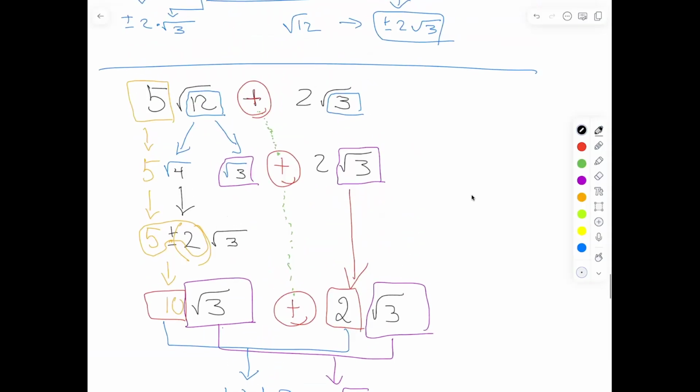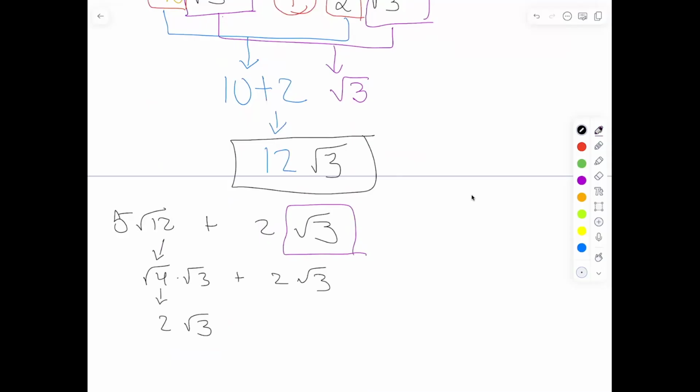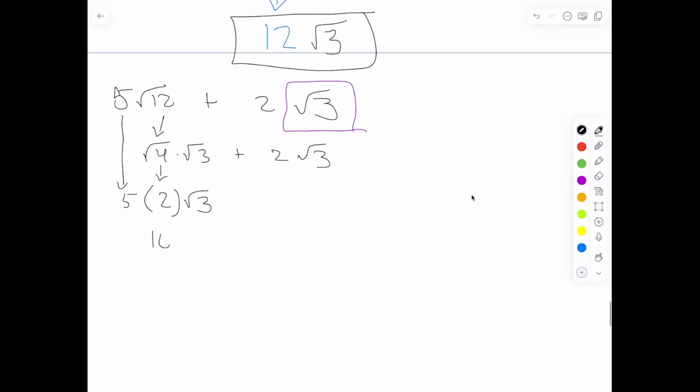So let's do that again. If I have 5 square root of 12 plus 2 square root of 3, my goal is to have the same radical sign. I break these down. Square root of 4 times square root of 3 plus 2 square root of 3. The 4 becomes a 2. This 5 comes down. This is multiplied. This becomes a 10 square root of 3. This comes down. That's a positive, and I have 2 square root of 3.